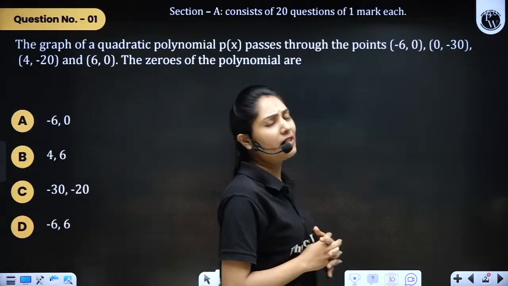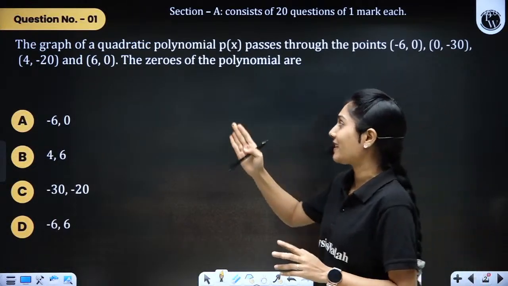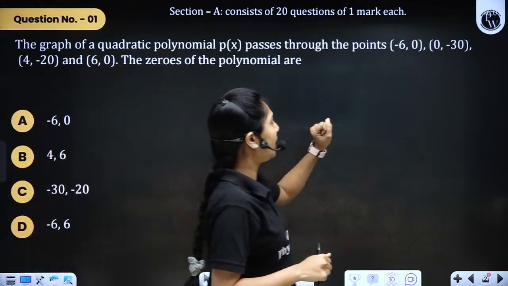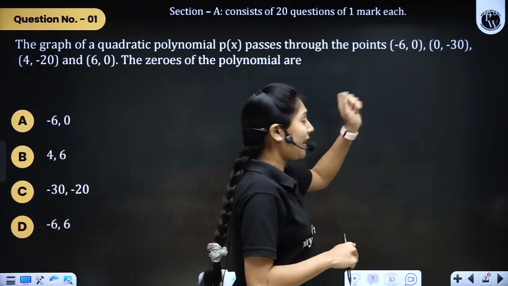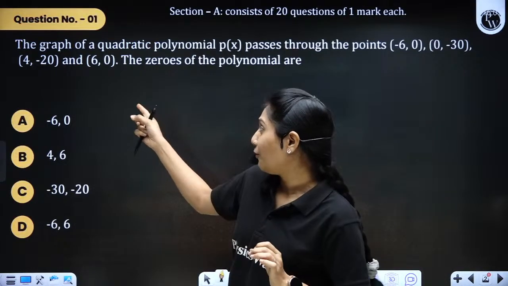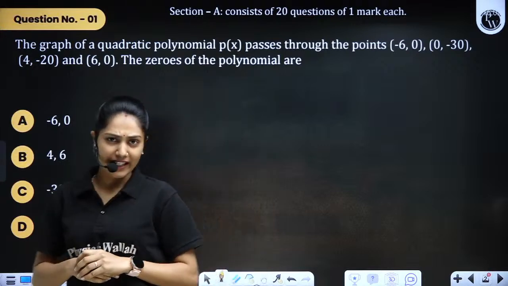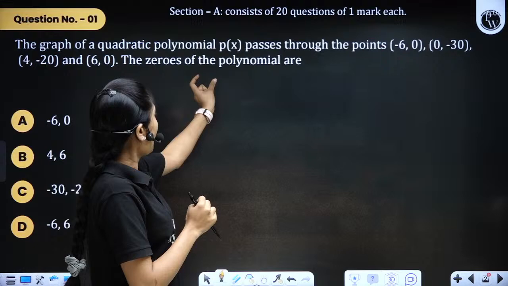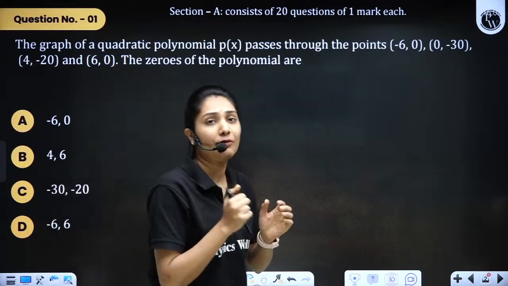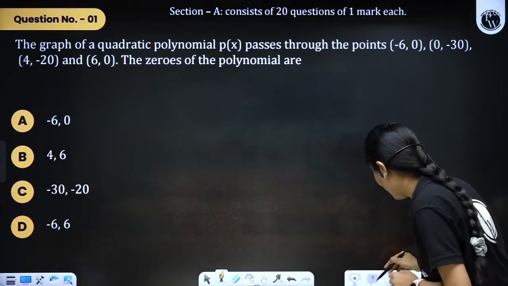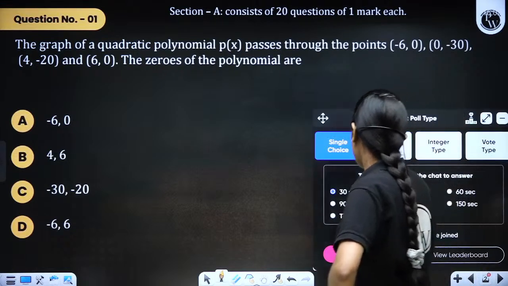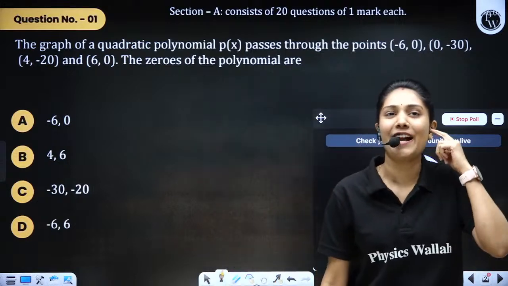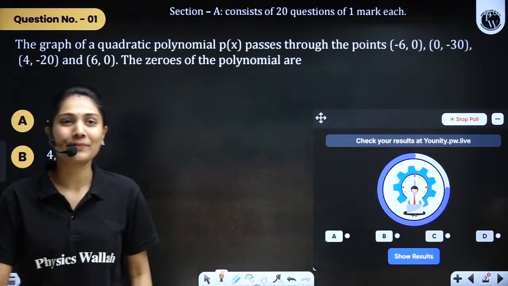This is your first question of the session: the graph of quadratic polynomial P of x passes through the points (-6, 0), (0, -30), (4, -20) and (6, 0). These are the 4 coordinates that we have. We have to find the zeros of the polynomial. So tell me what should be the answer. It's just 30 seconds because you have very less time. This is the easiest question that you have. Fast, tell me fast, Beta.